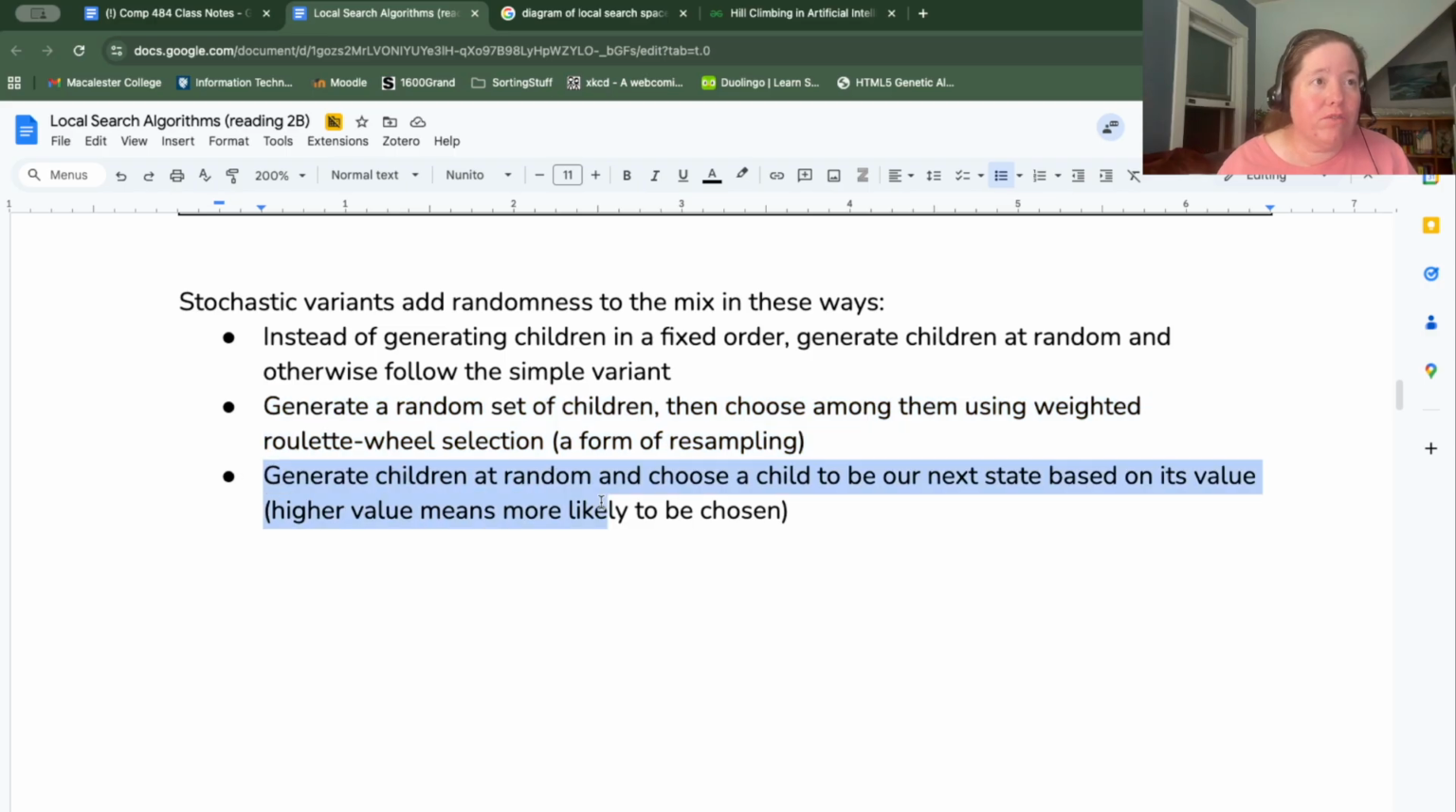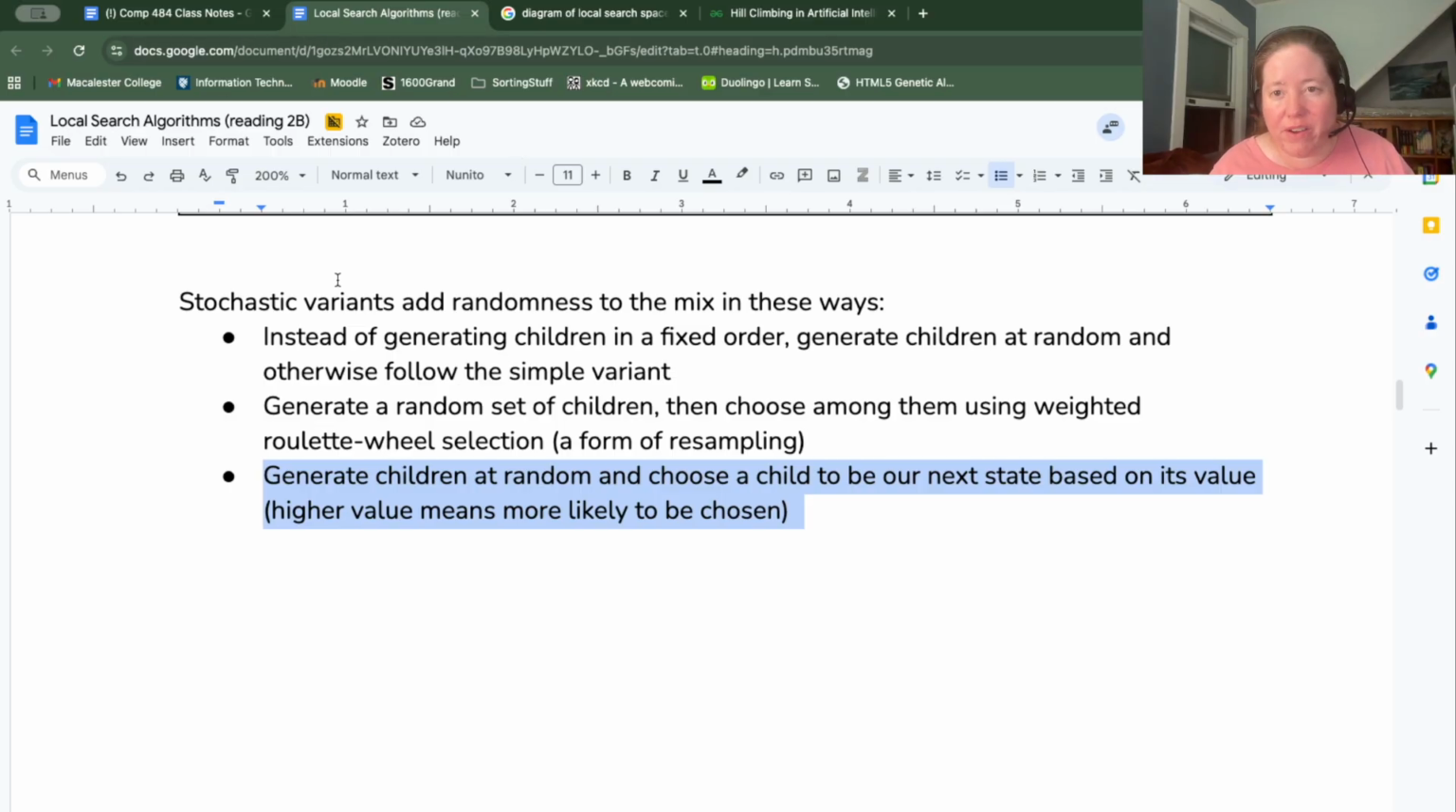Or you could generate children at random, and choose a child to be the next state based on its value, and have that be a function of its value. So maybe there's a chance that things that are lower quality than the state that you're at might get chosen. But if you run across a neighbor that has a really high value, it's going to have a much greater chance of being chosen.